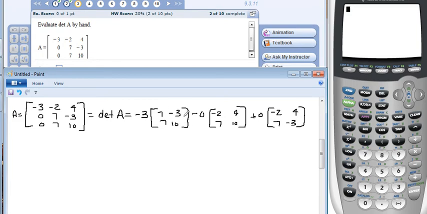Now I'm going to figure out what my determinants are based on my 2x2s. So this is equal to -3 times, and here I'm going to do my cross product. This minus this. Here we start. 7 times 10 is 70. I'm supposed to subtract the product of this. -3 times 7 is -21.